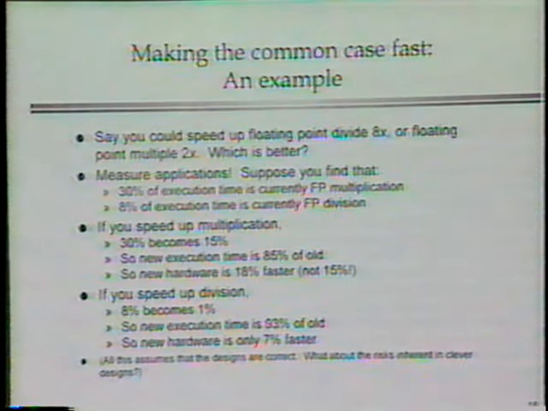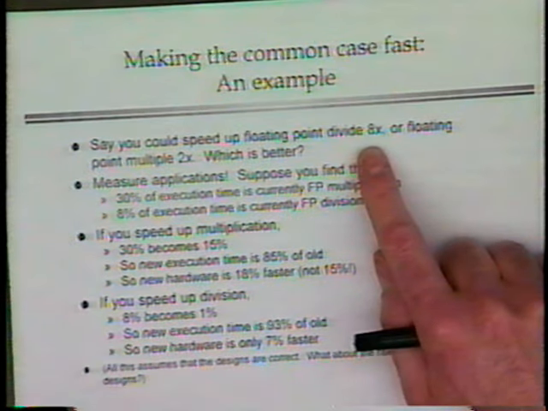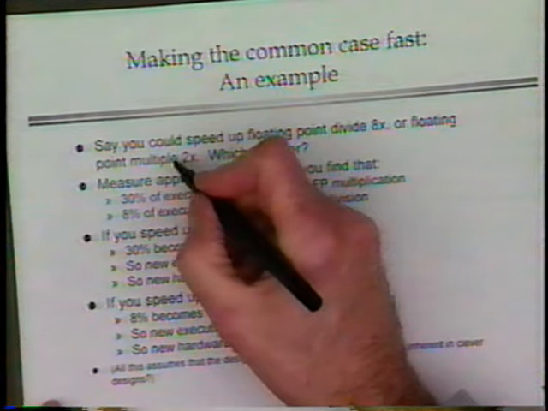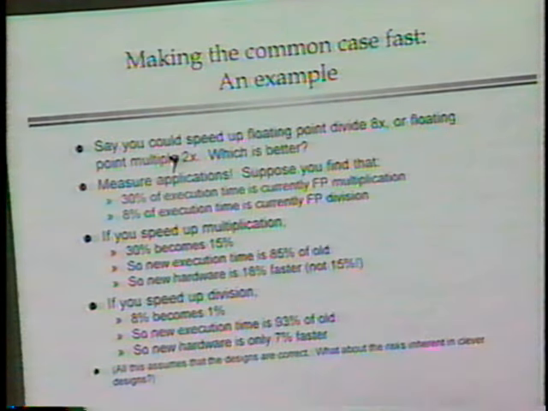Let's go over, again, a trivial quantitative example of making the common case fast, and a decision process that you might have to go through in deciding which of two possible enhancements to a computer to make. Let's say you have a computer that does floating point arithmetic, and you have the option of speeding up the floating point divide 8 times or speeding up the floating point multiply 2 times. Which would you choose to do?